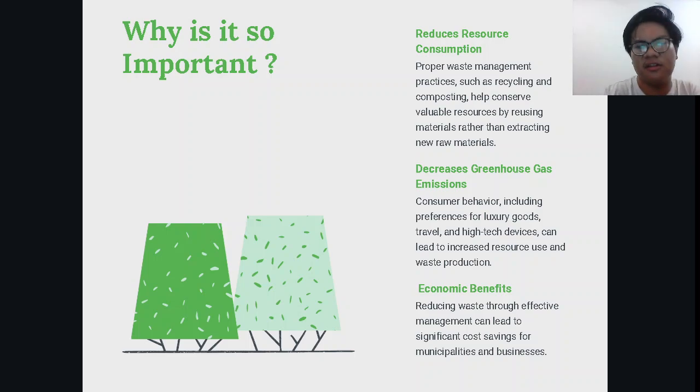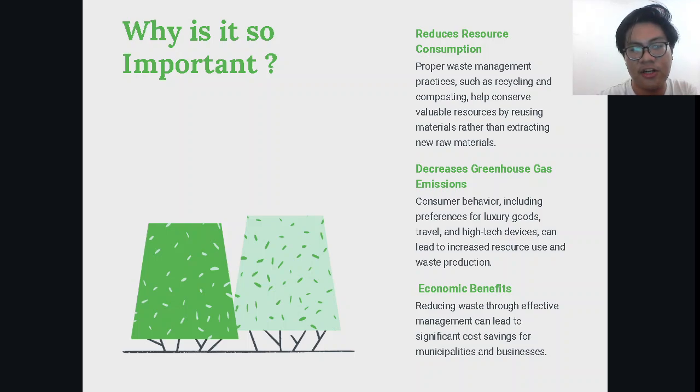Now, first, why is it so important? Well, resource efficiency reduces resource consumption. Proper waste management practices such as recycling and composting help conserve valuable resources by reusing materials rather than extracting new raw materials. For instance, recycling paper, metals, and plastics reduces the need for virgin resources, minimizing the environmental impact associated with resource extraction and processing. Next is a decrease in greenhouse gas emissions.